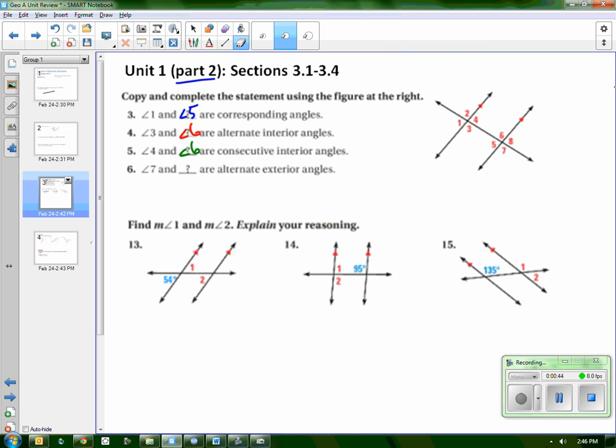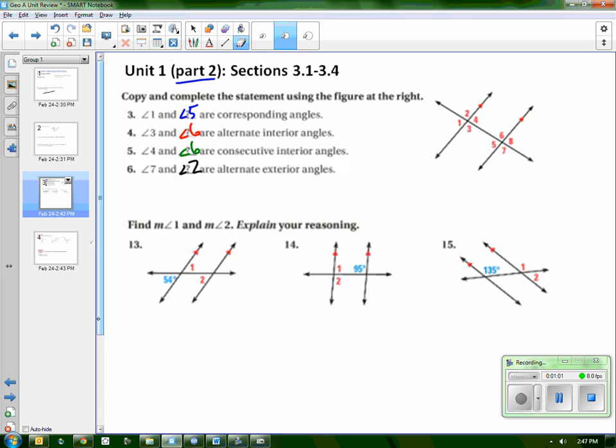What else you got? Angle 7, that's down here, and angle 2, those are alternate exterior angles. They're on opposite sides of the transversal, and if you consider this part the interior, then this outside would be the exterior. Angle 2 and angle 7 are alternate exterior angles, and they are congruent.